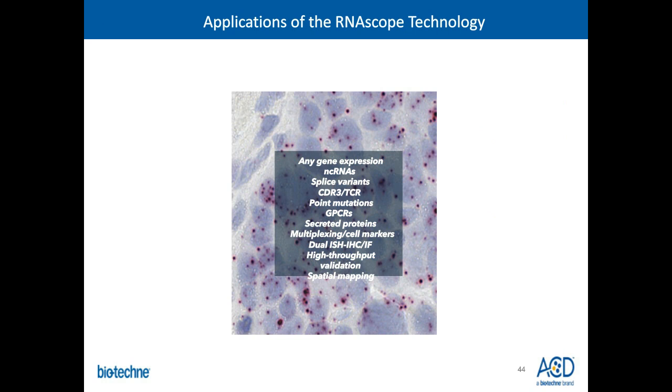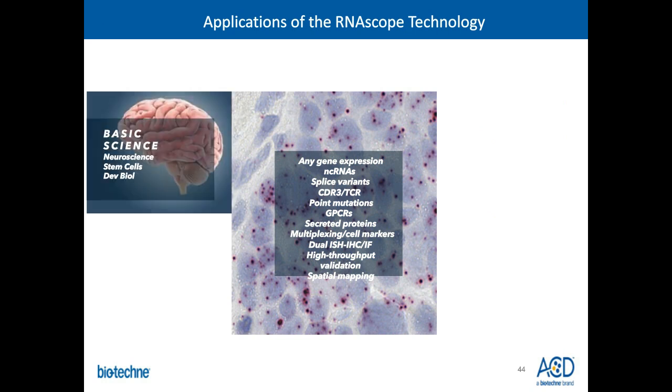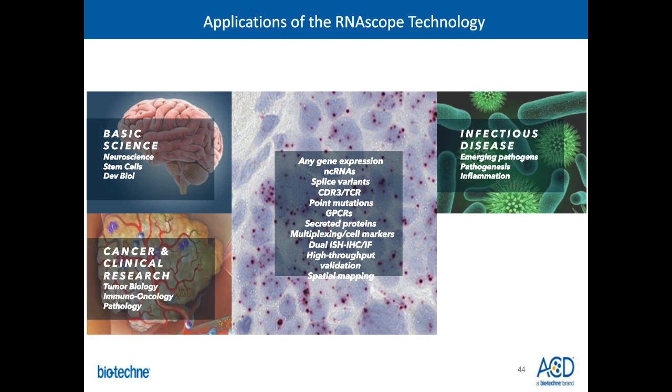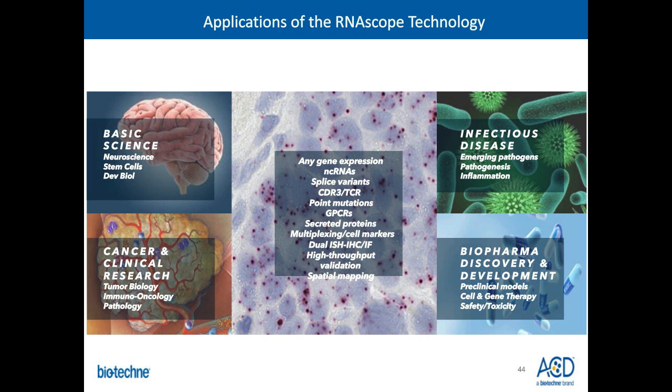RNAscope has been applied to a wide variety of research areas, including basic science research, infectious disease research, cancer and clinical research, as well as biopharma discovery and development. As you can see on the screen, we can use this technology to detect a wide variety of targets, like non-coding RNA, splice variants, GPCRs, point mutations, and so on.